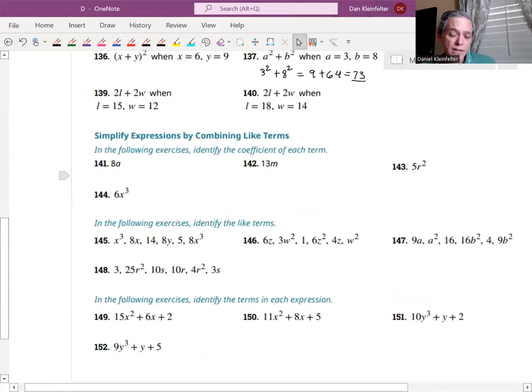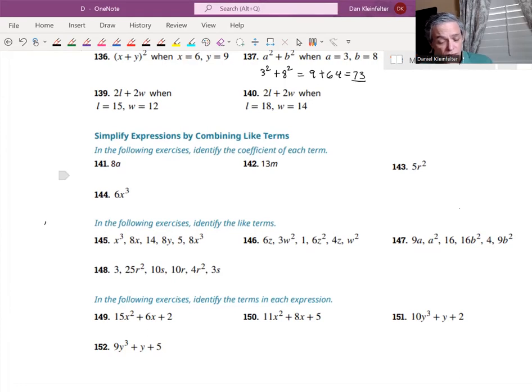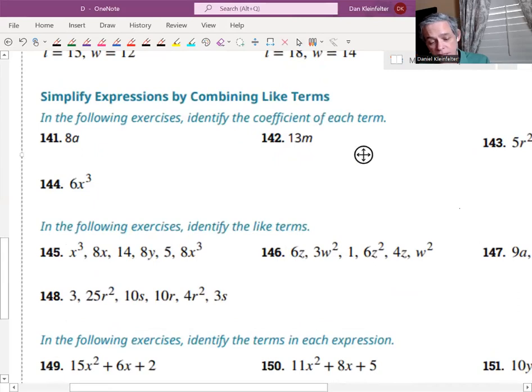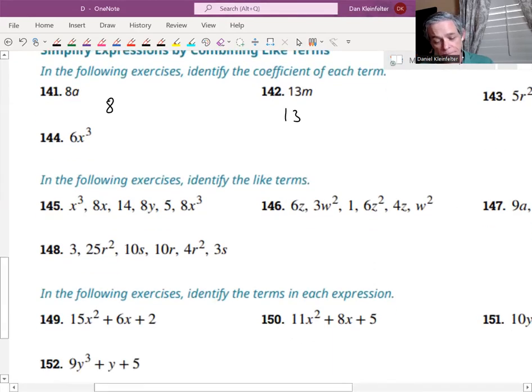Okay, combining like terms. Recall that like terms are terms that have the same variable part. They only differ at most in their coefficient. So to warm up, we're to decide on what the coefficient of each term is. For 8a, it's going to be the 8. For 13m, it'll be the 13. Just the number next to the variable part.